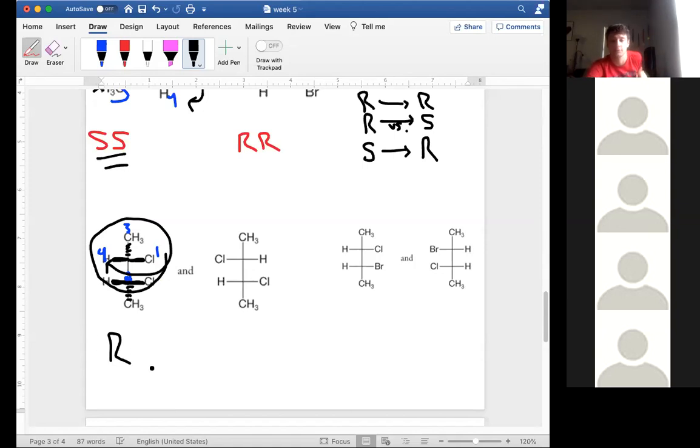For Fischer projections, you do your rotation. Don't worry about covering up. Just do 1, 2, 3, 4. And if your lowest priority is on an arm, you flip what you got. All right? In that case, once you find your R and S, then you'd be able to figure out whether they're diastereomers or enantiomers. Any questions, comments, concerns?